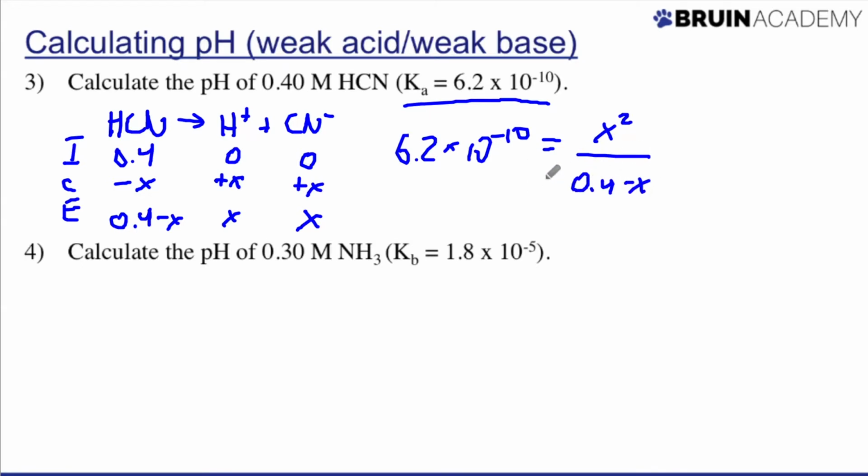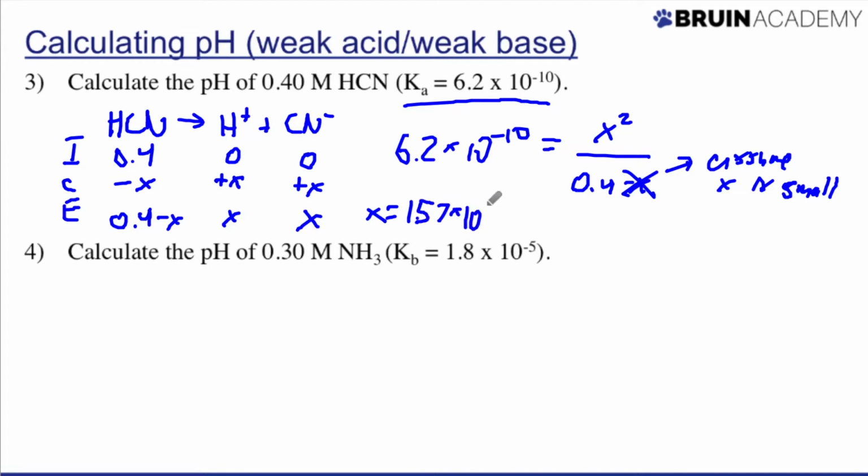And here what I can do is instead of having to use the quadratic, I can assume that x is very small. So assume x is small. And what that allows me to do is bypass using the quadratic formula. So I can basically get rid of this term. I'll keep the term on top because I still need to solve for x. I multiply both sides by 0.4. I take the square root of that value, and I should get x equals 1.57 times 10 to the negative 5. And that is equal to my concentration of H plus.